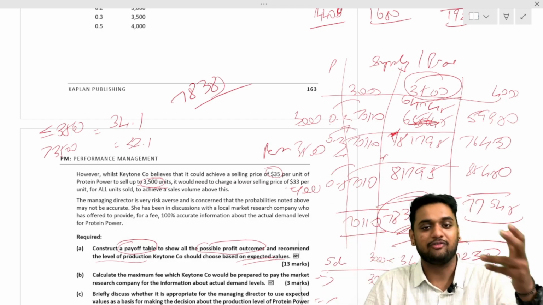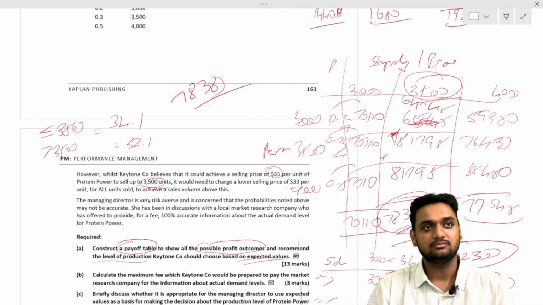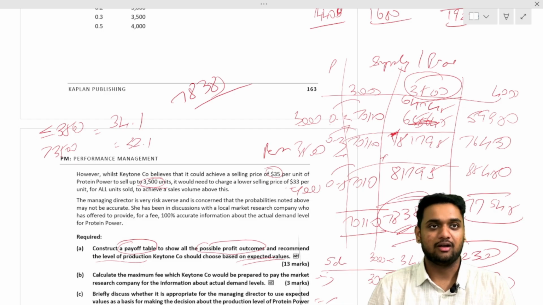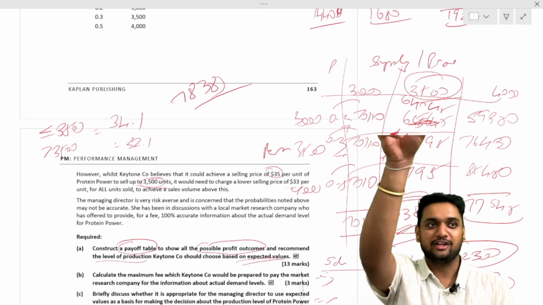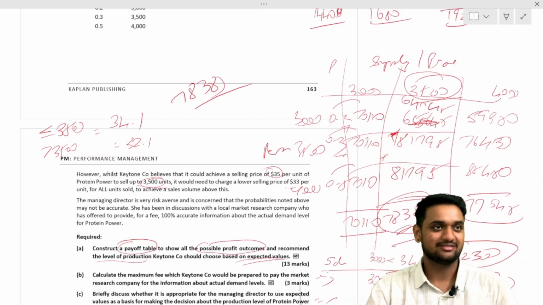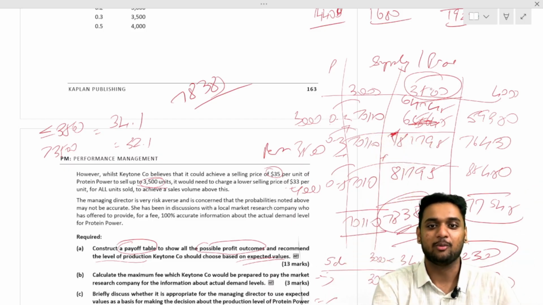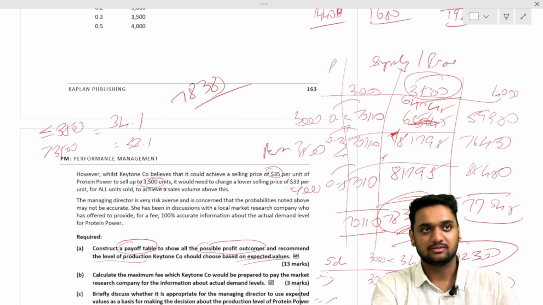But how much profit will you get? If God tells you, and you produce 3,000, you will sell 3,000. If you produce 3,000 and sell 3,000, how much will you get? 70,110. I will write that.